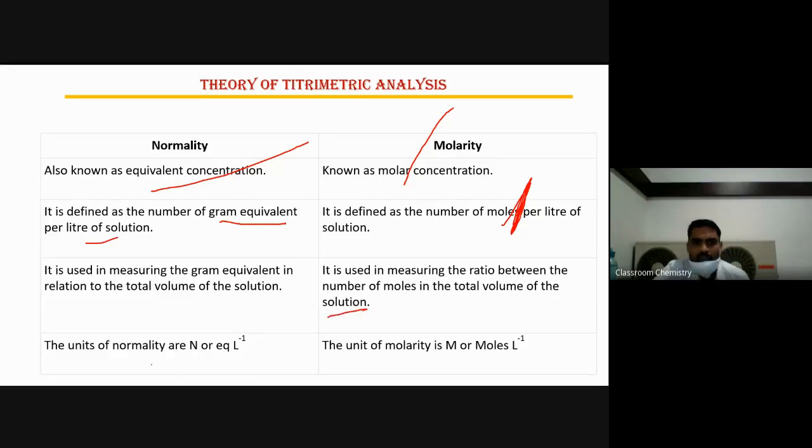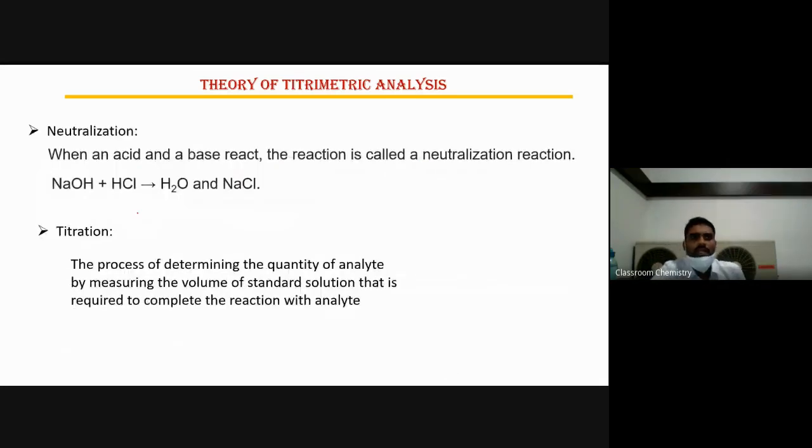Here I explain the units. For normality: normal, or equivalents per liter, equivalents liter inverse. For molar, that is capital M, or moles per liter. These are simple differentiations. Then neutralization. What is neutralization? When an acid and a base react, the reaction is called neutralization.